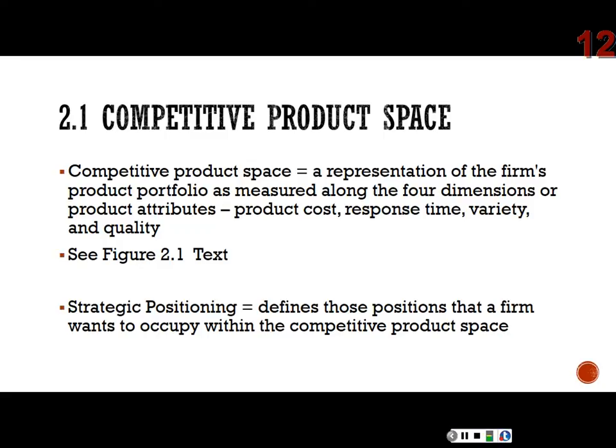Okay? So typically you can put a diagram together, and you can put time, variety, and quality on the y-axis and cost on the x-axis. Or you can think about time on one axis and put the other three on the independent axis. So you think about this three-dimensional product space and where the firm is going to be. Okay?